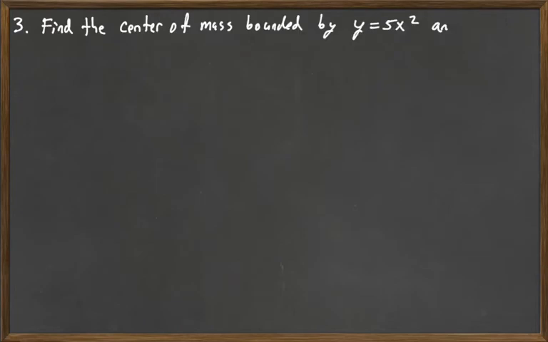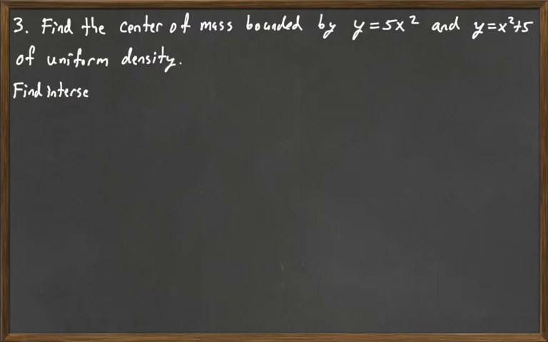So we're going to find the center of mass bounded by y equals 5x squared and y equals x squared plus 5. The first thing we're going to do after we finish writing this down is say it's of uniform density, uniform density rho. And so the first thing we have to do is get an idea of the region that we're looking at. So we're going to find the intersection of these two graphs.